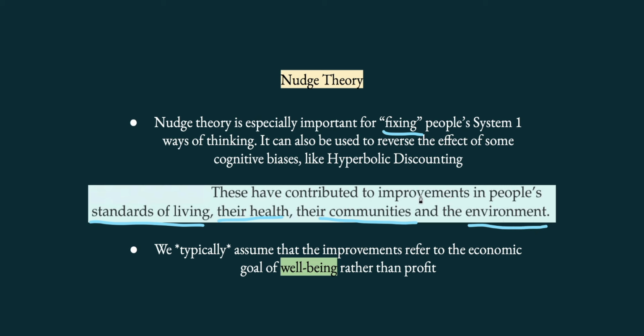Okay, and while improvements, let me underline that, is once again, like fixing, kind of subjective, we typically assume that the improvements refer to the economic goal of well-being, the economic concept, rather than profit. Okay, now when we're looking at this bigger picture, we're assuming that the economy and society in general is here to fix itself and to help improve itself with nudge theory to the extent that it's making the community better as a whole, and it's not necessarily completely motivated by money. And that will do it for today for standard level and higher level of demand, chapter 2.2 in IB Economics.